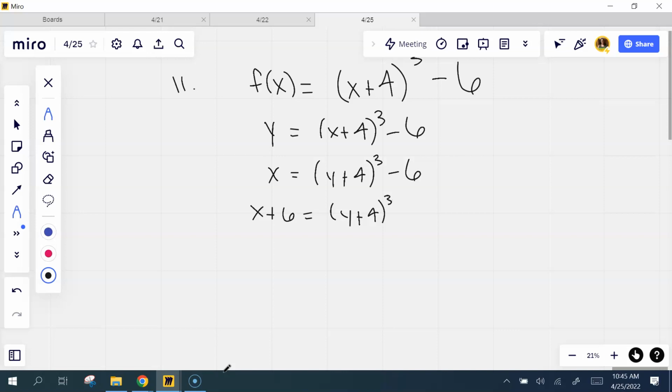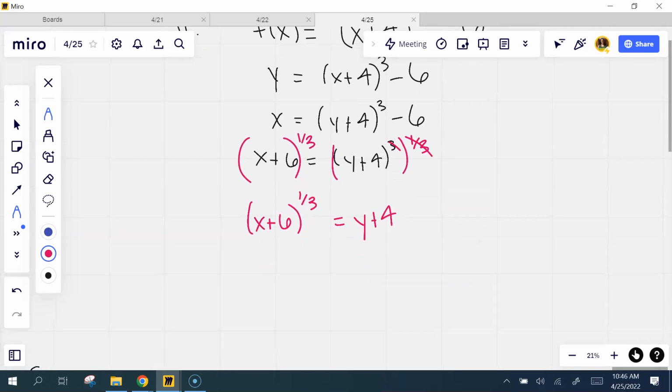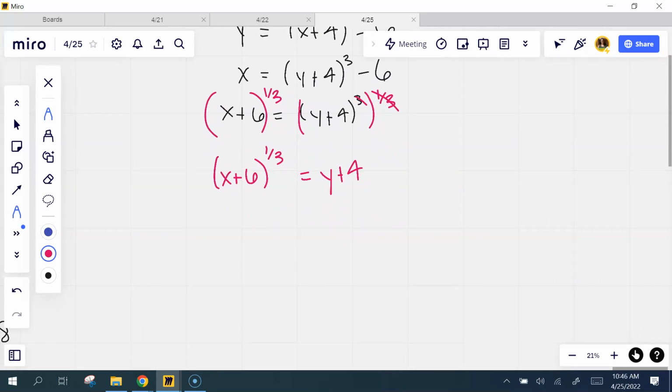How do I get rid of it? I could do the reciprocal. You're exactly right. So I could do one of two things, and they're both doing the exact same thing. I could do the reciprocal on both sides, or I could do the third root. If some of you wanted to do the third root, that works there as well. Okay, and it's the exact same thing. But since the reciprocals are fresh on our mind, we'll do the reciprocal here. So x plus 6 to the 1/3 equals y plus 4. And that 1/3, of course, is the same thing as the cubed root.